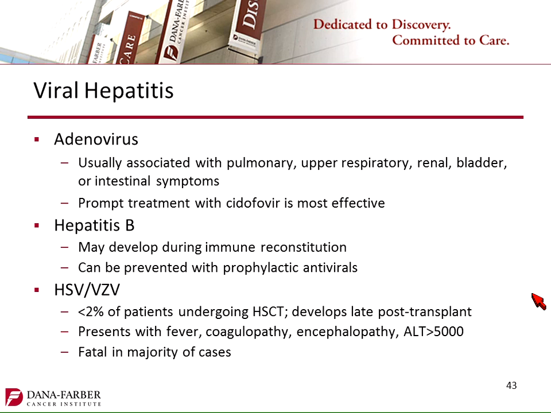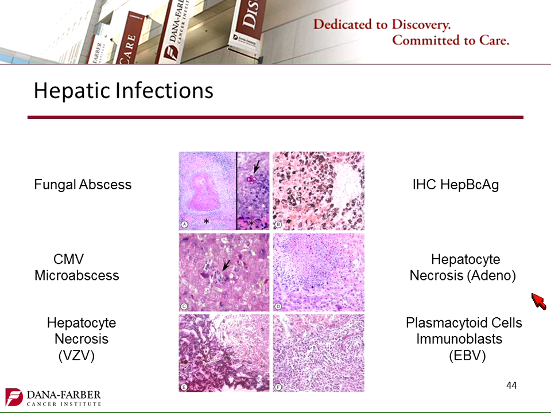HSV and VZV causing hepatitis is quite rare, in less than 2% of patients undergoing transplant. It's usually very late post-transplant and presents with coagulopathy, encephalopathy, and transaminases over 5,000, and it's fatal in the majority of cases despite therapy. This is just looking at the pathology of the different etiologies of hepatic infection, either fungal, CMV, VZV, adeno, or EBV.